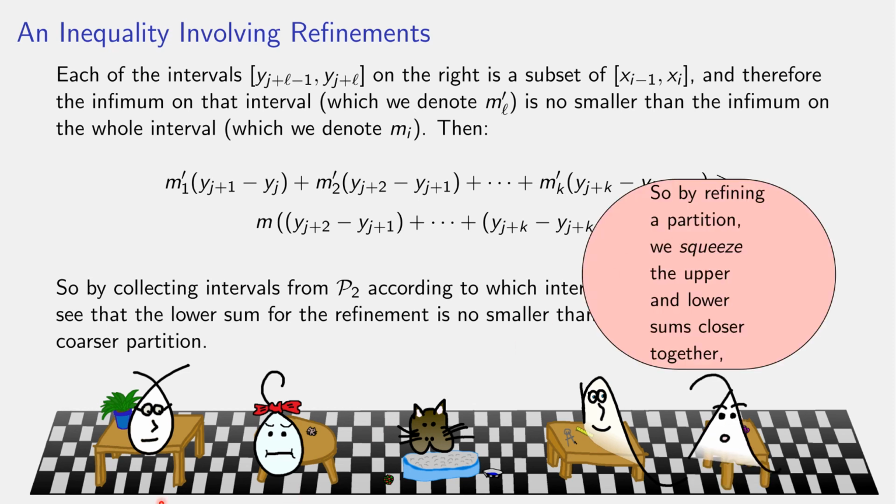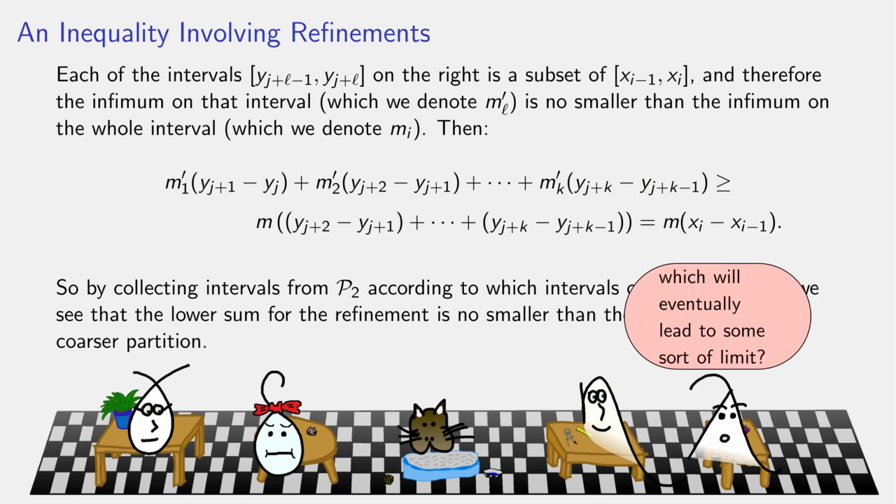So what we're going to do later on to great effect is this is exactly right. If I make a refinement of a partition, and then I make another refinement and so forth, the lower sums are getting pushed up and the upper sums are getting pushed down, but they can never cross one another because lower sums for a particular partition are never larger than upper sums. So they are going to get squeezed closer and closer together. And maybe there will be a limit, maybe not.